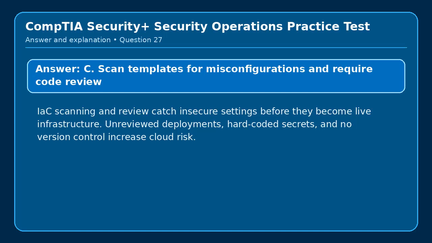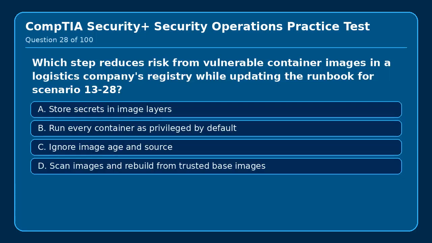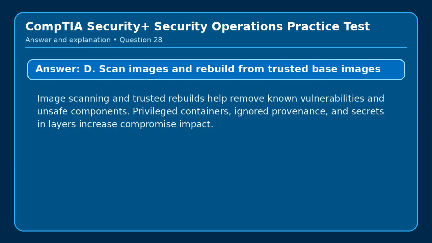Question 29. In a public cloud deployment, which statement about shared responsibility is accurate for a cloud startup for the next maintenance window for scenario 13 to 29? A. The provider handles every customer password. B. The provider secures the underlying cloud, while the customer secures configured workloads and data. C. No one is responsible for identity controls. D. The customer maintains the provider's physical data center. Take a moment to choose your answer.